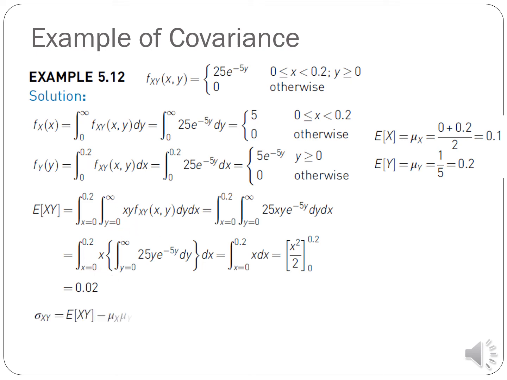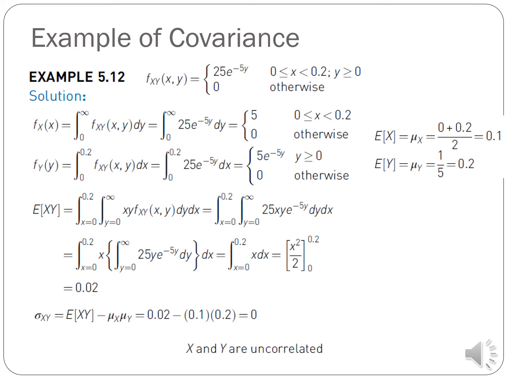And finally we will get the covariance, which is expected value of xy minus mu x into mu y, and we can find that the covariance is 0. So what does it mean? Covariance is 0 means correlation coefficient is also equal to 0. It means that x and y are uncorrelated.